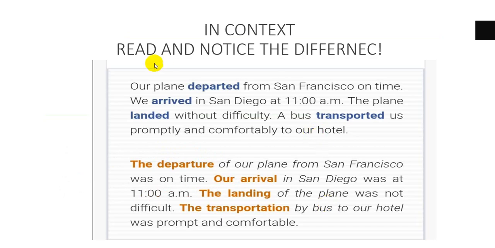Here we go. Here we have 2 texts, okay? The first one uses this word as a verb, and in the second one we change it from a verb to a noun. Please pay attention to the changes that we have made to the context. I will read it first. Our plane departed from San Francisco on time. We arrived in San Diego at 11 a.m. The plane landed without difficulty. A bus transported us promptly and comfortably to our hotel.